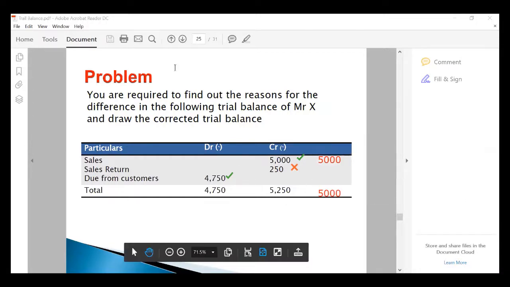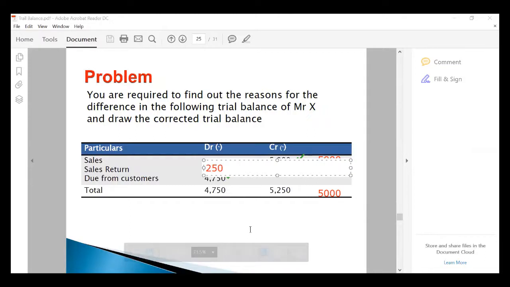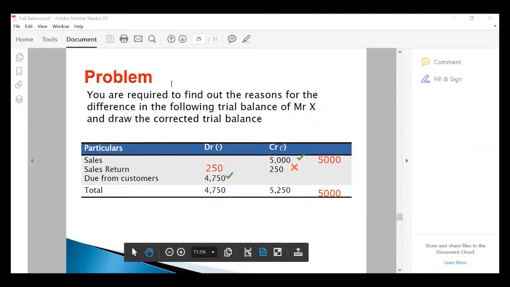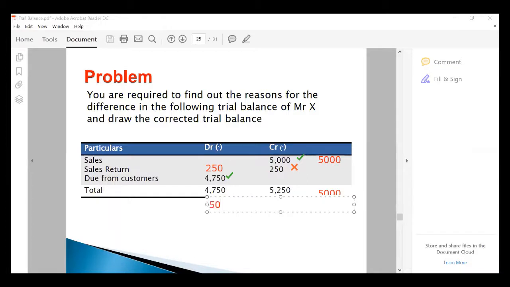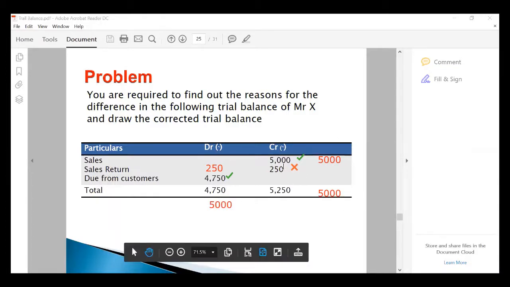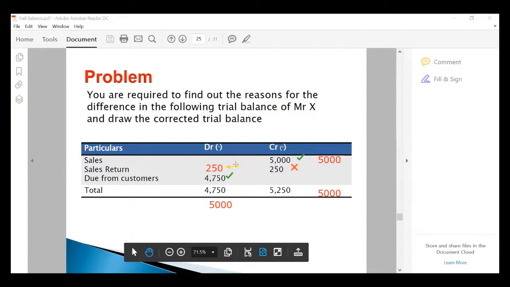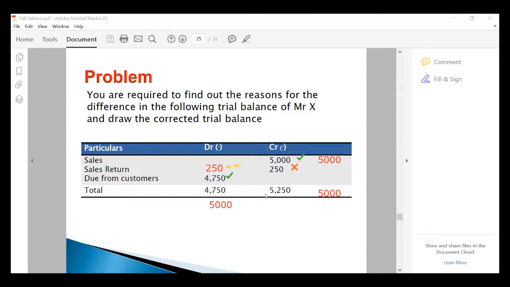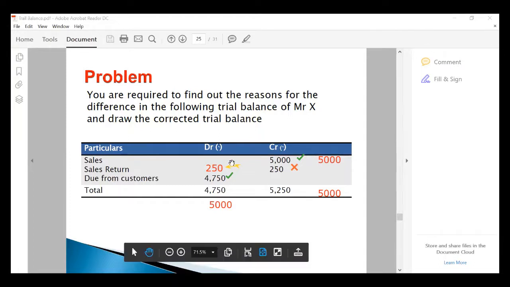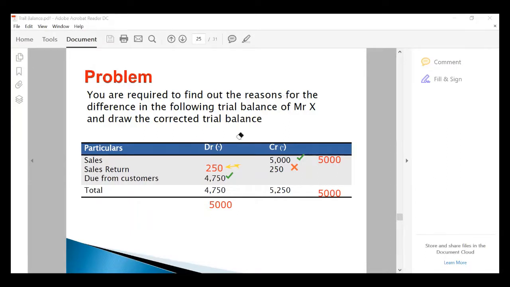Okay. Now I will write here. So sales return is 250. So here I will have a total of 5,000 rupees. So this 250 should come here. So this 250 comes here. Okay. So let's see the answer.